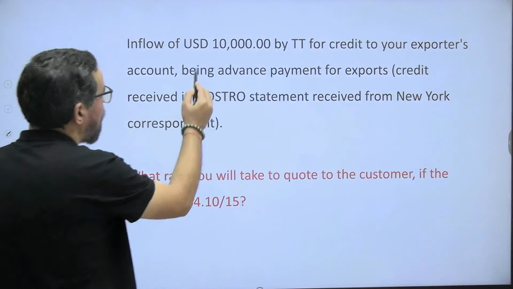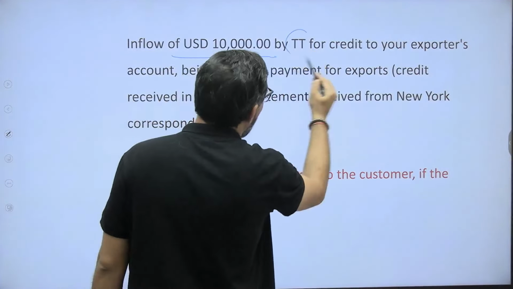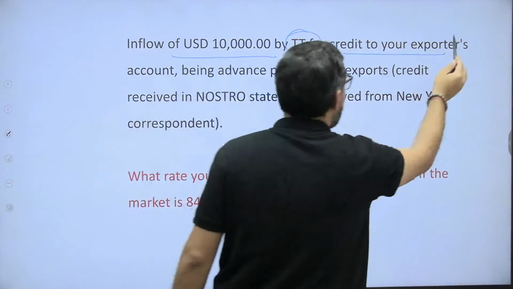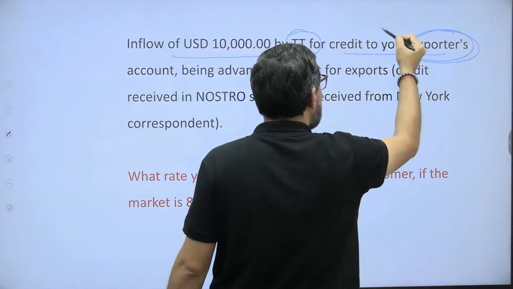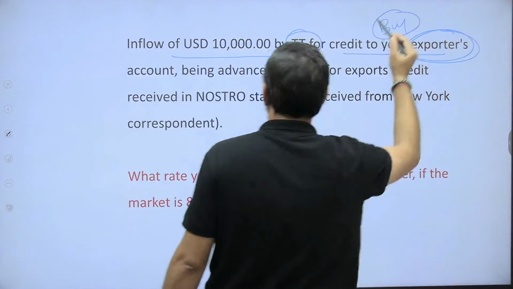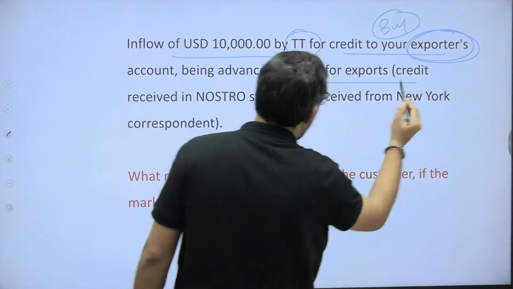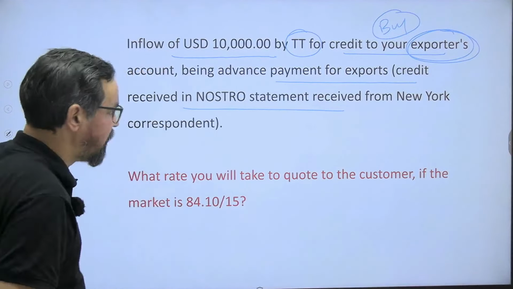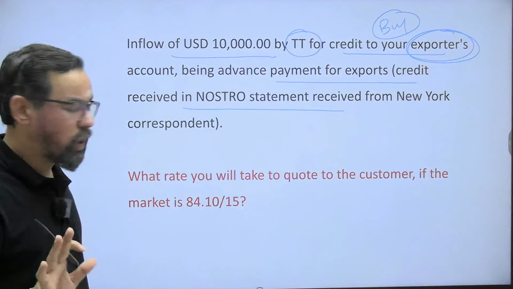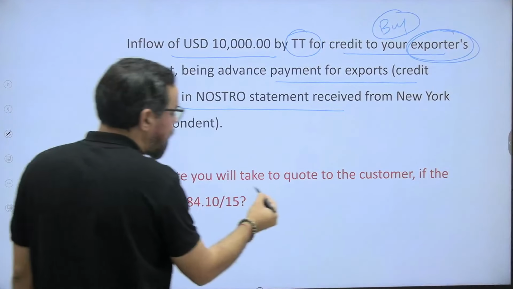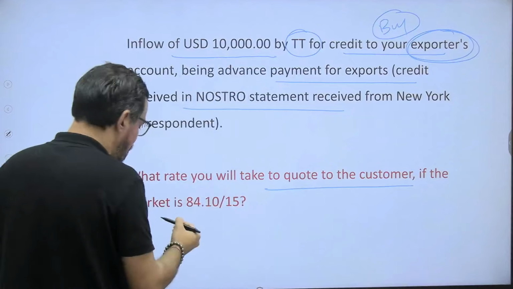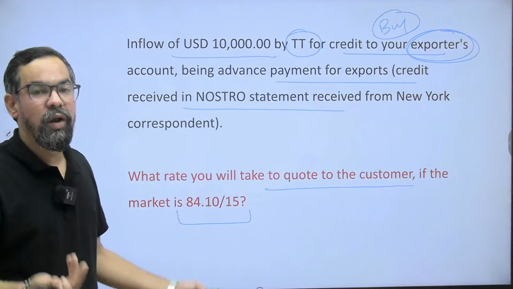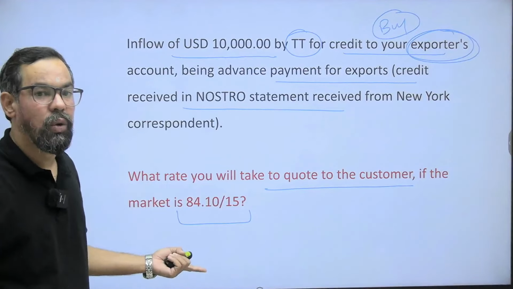If inflow of 10,000 US dollars by telegraphic transfer for credit to your exporter's account, okay, it is mentioned exporter's account. That means you have to quote the buy rate. Being advance payment for export credit received in Nostro account with you. Statements received from the New York correspondent bank. What rate will you quote to the customer if the current market rate is this? So they just ask what rate you are going to quote to the customer. So what rate will you quote in this particular case?